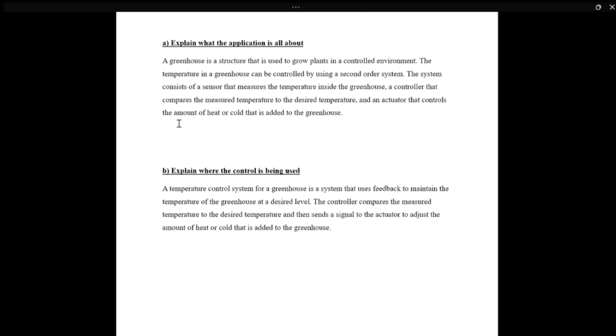Next, I will explain where the control system is being used. A temperature control system for a greenhouse uses feedback to maintain the temperature of a greenhouse at the desired level. The controller compares the measured temperature to desired temperature and then sends a signal to an actuator to adjust the amount of heat or cold that is added to the greenhouse.